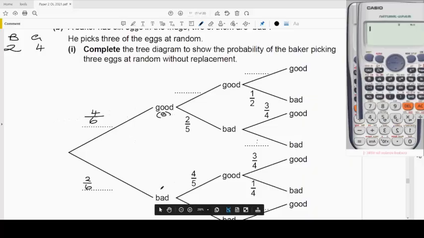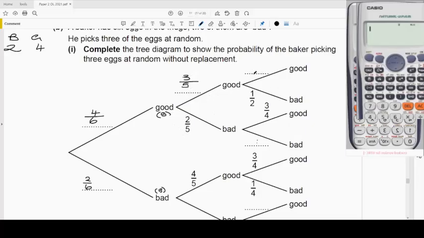So at this second branch we have 5 eggs left. So we've already picked a good one. That means instead of 4 good eggs, we now have 3. So there is 3 out of 5 chances of picking a good egg the second time round. And you can see that these 2 probabilities here add up to 1 because those are the only 2 options.